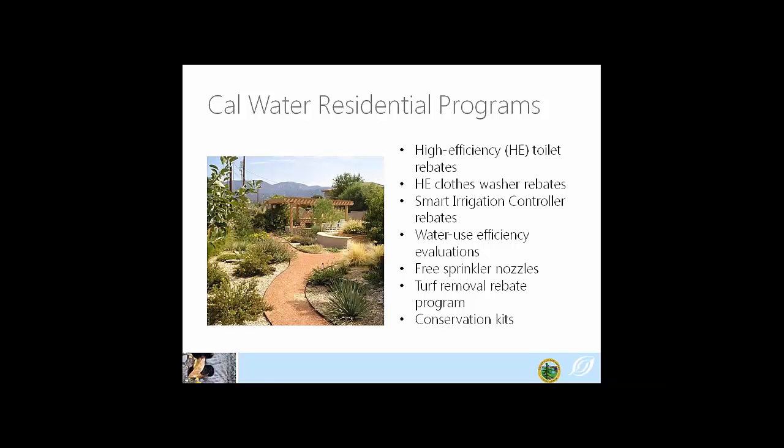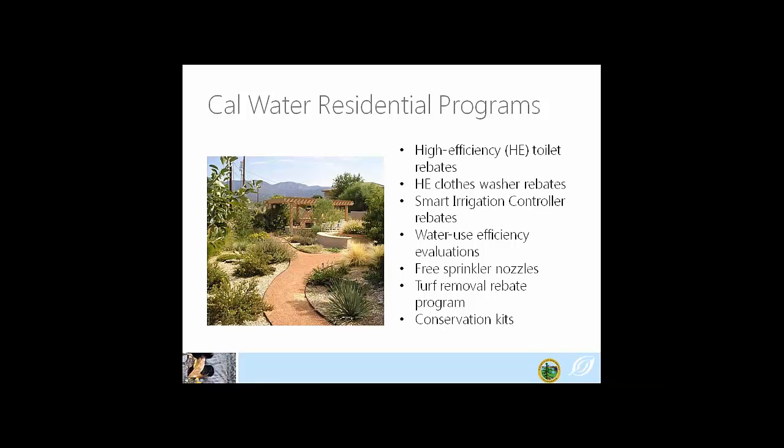Okay, so one of our examples is Cal Water. These are the programs that they offer. In addition to the high efficiency toilet and the washer rebates, they also offer what I've been talking about as the smart irrigation controller. That's the one that waters your lawn and waters your plants based on the weather and based on the climate. So it does all the work for you.